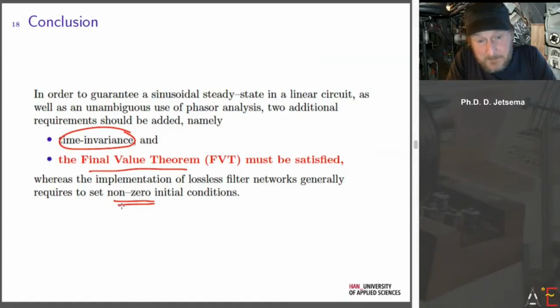So I think that the whole application of passive, or actually lossless, filters in power factor improvement under non-sinusoidal conditions doesn't have any practical value. Maybe it has some educational value or whatever, but you cannot accomplish this in practice.